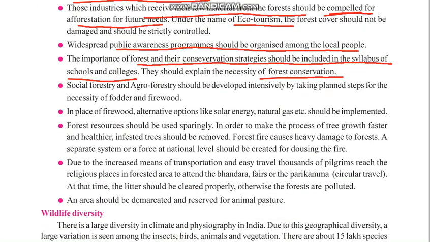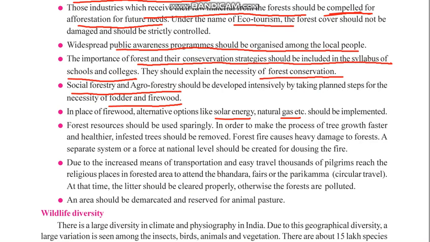Social forestry and agroforestry should be developed intensively by taking planned steps for the necessary fodder and firewood. Social forestry and agroforestry should be developed so that the fodder and firewood problem can be solved to a larger extent. In place of firewood, alternative options like solar energy and natural gas should be used. See, instead of firewood, we can go for solar energy and natural gas.